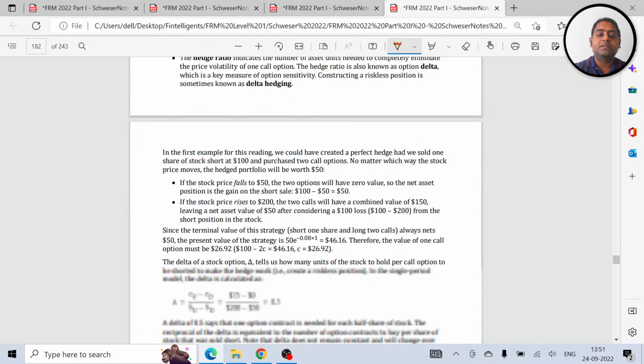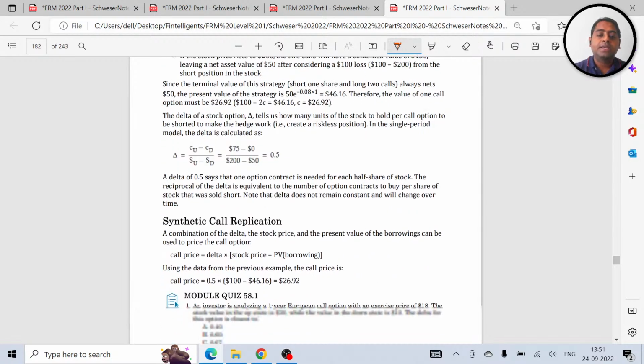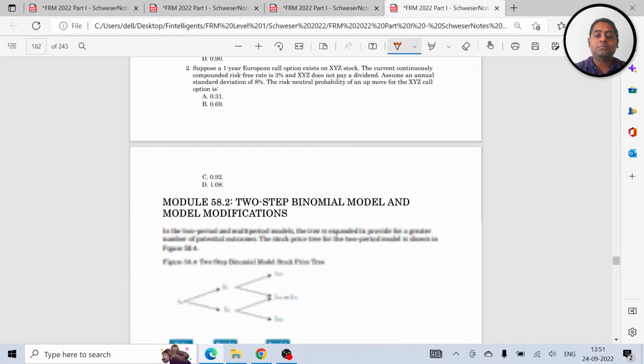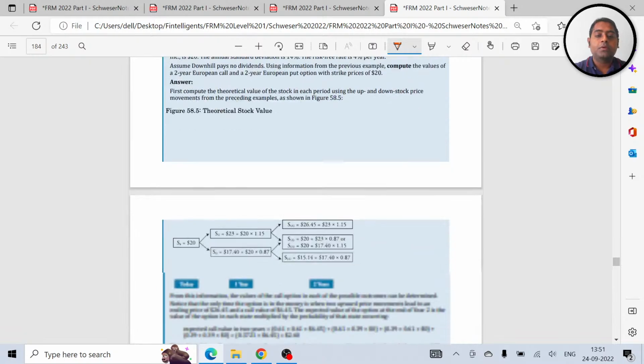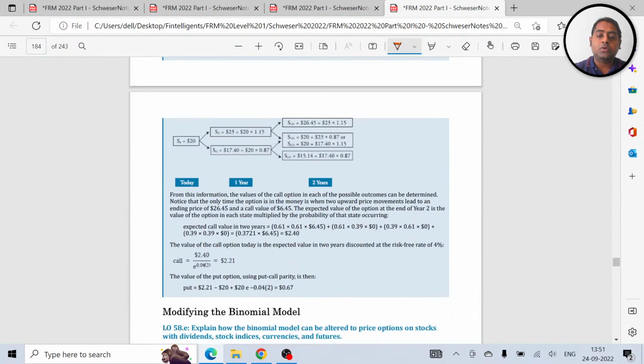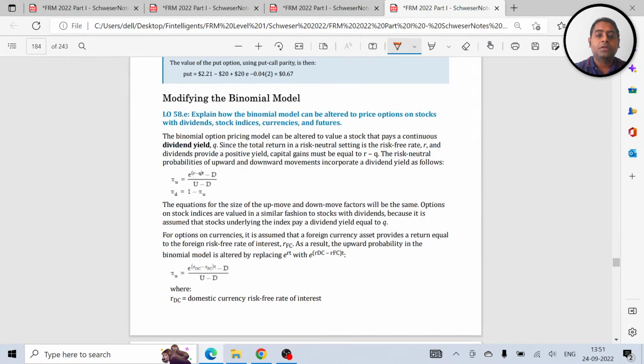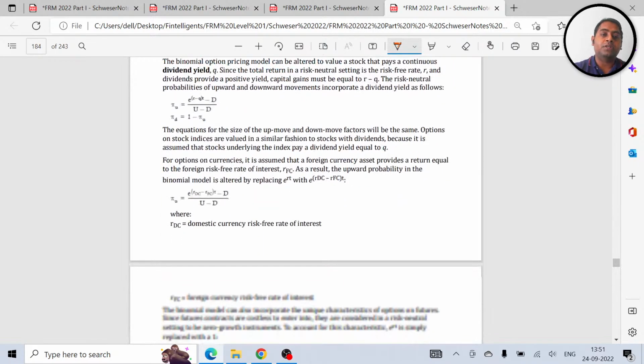Rest, delta hedging, I've not heard about it. Synthetic call replication, not heard about it. Even I've heard in exam that they are asking one step binomial tree, not two step. So that is also okay. Modifying the binomial tree, not tested as of now. I have not heard about it.